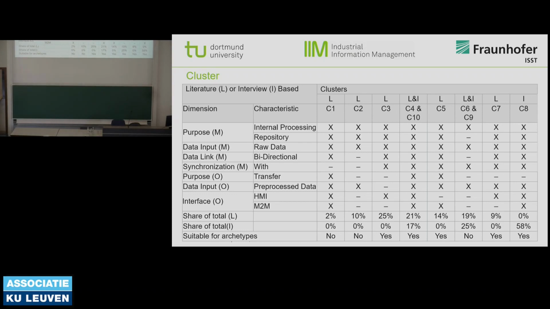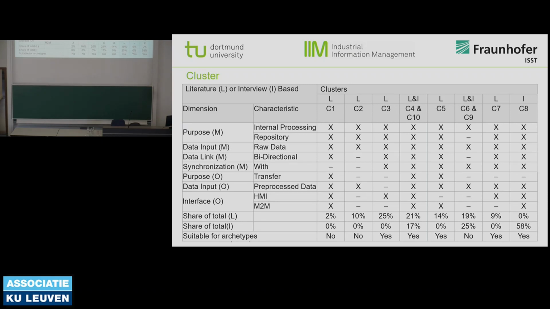But mostly it were just virtual models, digital shadows, digital threads, or just some kind of data repository if a mandatory characteristic was missing. So the clusters 1 and 2, and as well the clusters 6 and 9, which were the same cluster, but one coming from the literature, one coming from the interviews, were not able to describe an archetype, but the clusters 3, 4, 10, 5, 7, and 8 were able to describe a digital twin. So we do have 5 different clusters, so possibly 5 different archetypes.